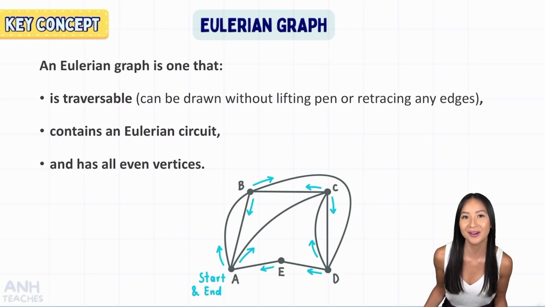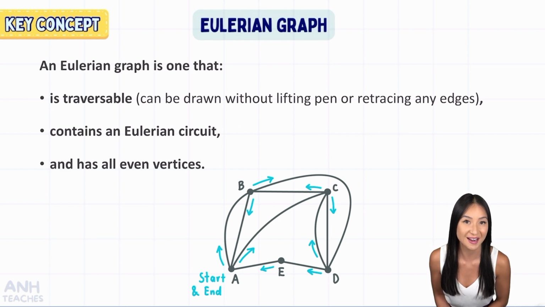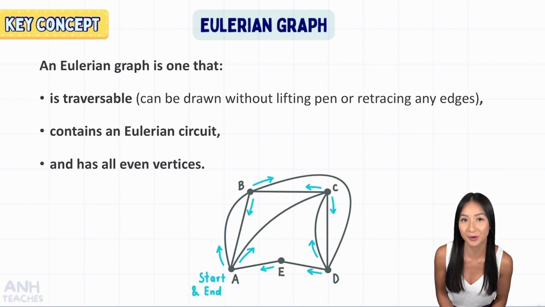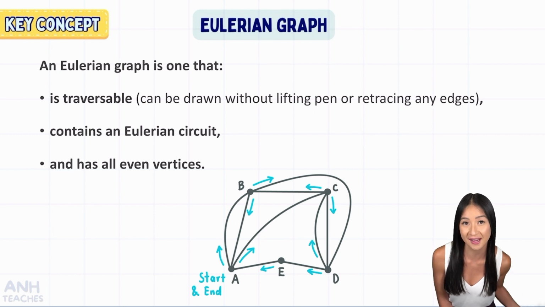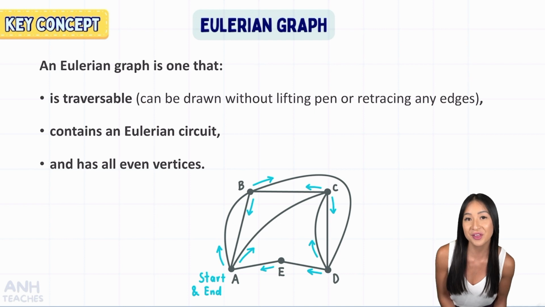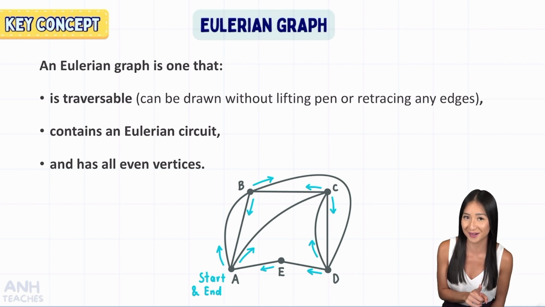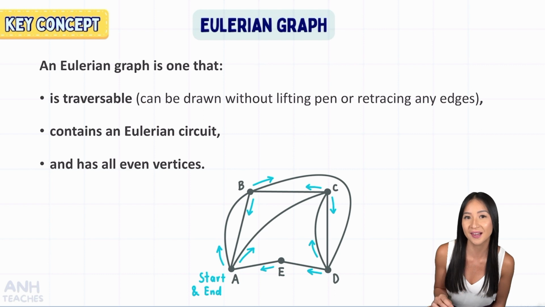Now moving on to Eulerian graphs. The 3 conditions that need to be met for an Eulerian graph are comparable to the semi-Eulerian graph. The first condition is exactly the same, where the graph needs to be traversable. The second condition is slightly different, however. We're looking for a graph that contains an Eulerian circuit, not just a semi-Eulerian trail.